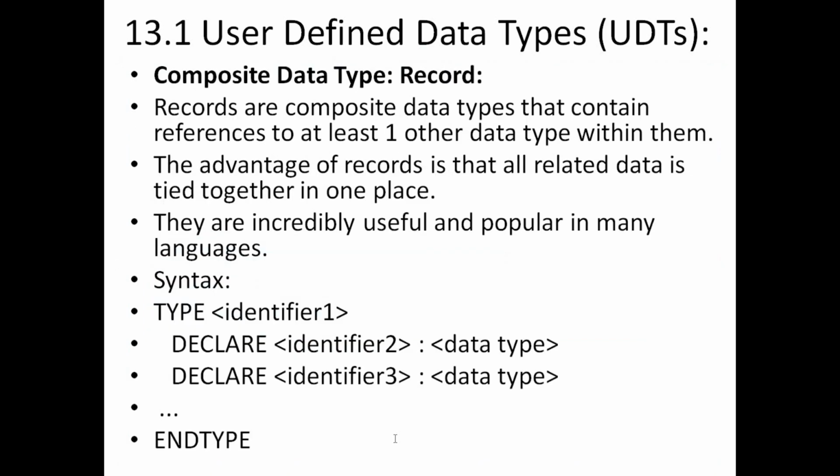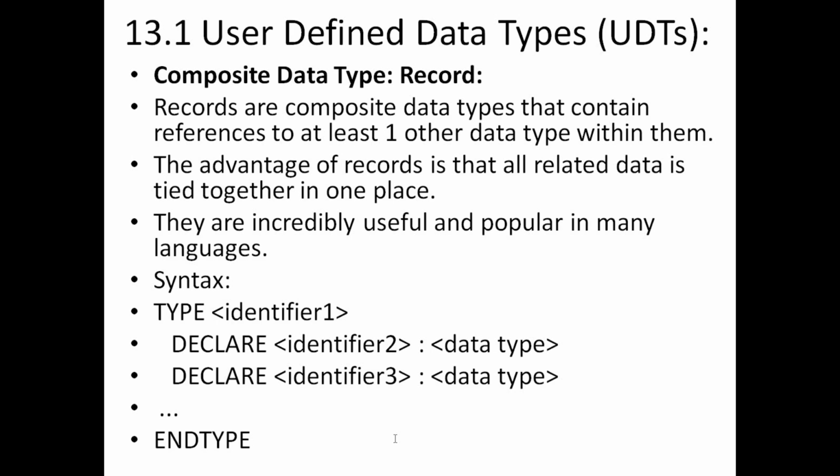Next we have records. You already know how to make records, but let's have an overview of them again, because they are also a part of the A2 syllabus. They are composite data types. They are just like your arrays, where one single variable can contain multiple values of different data types. They are incredibly useful and very popular.